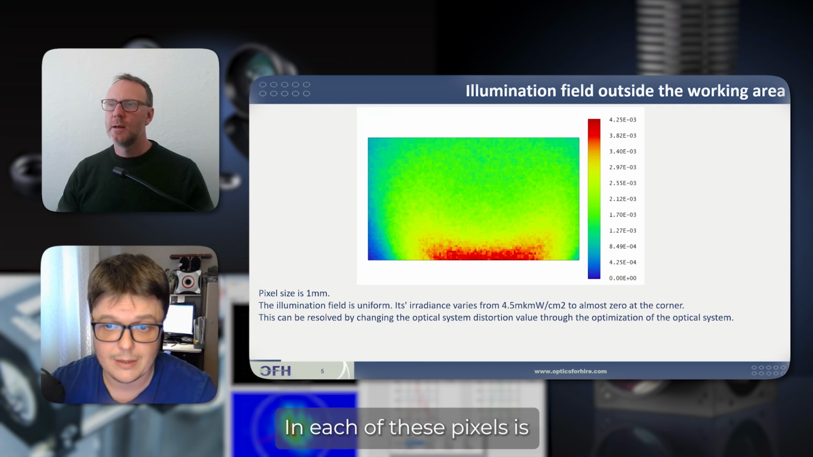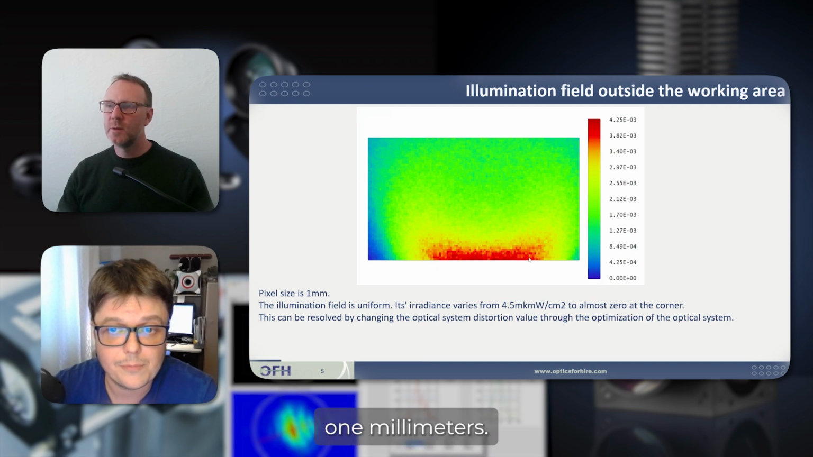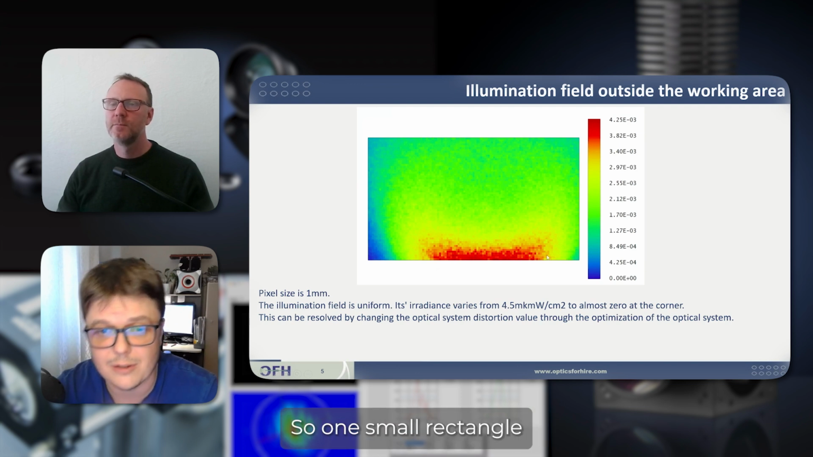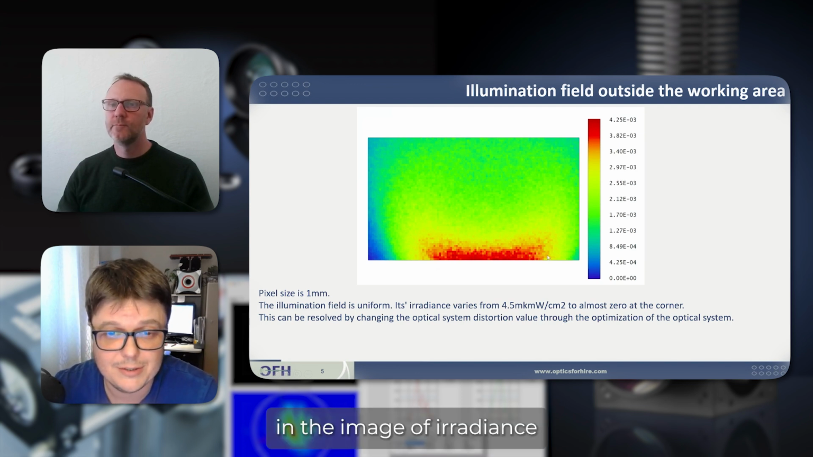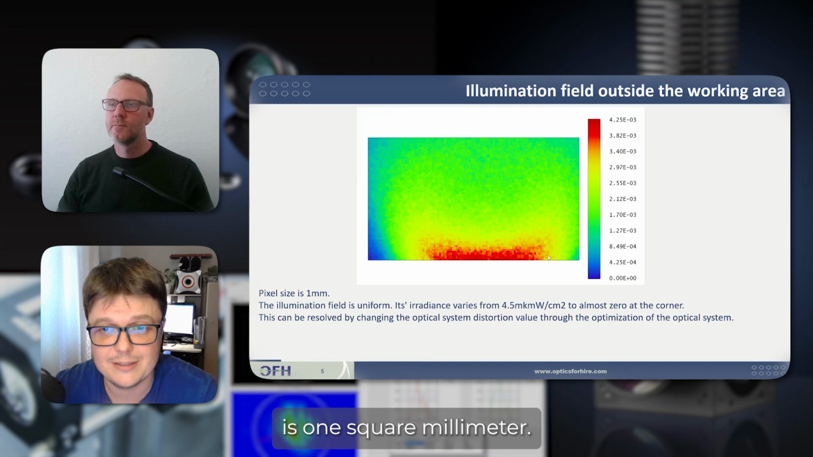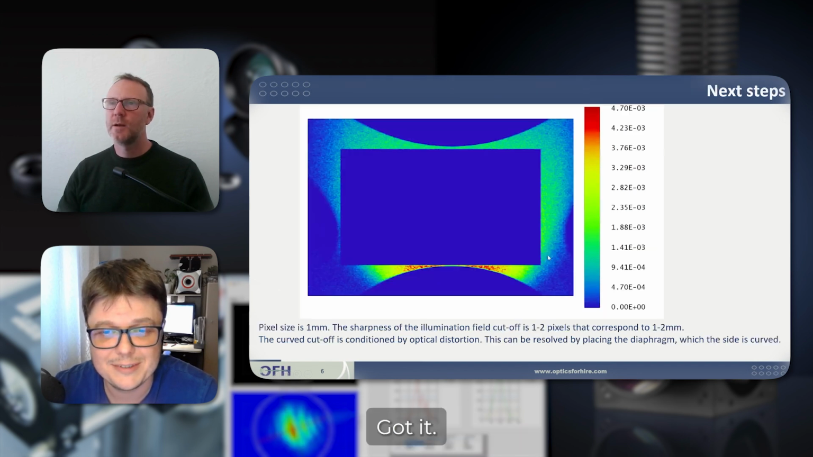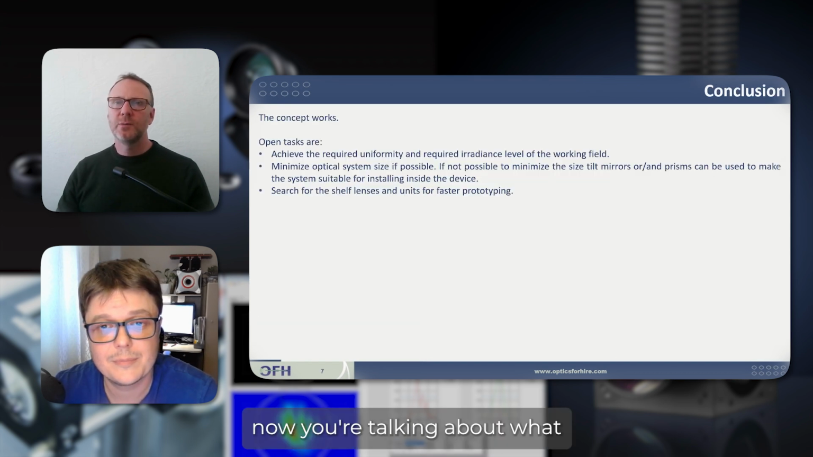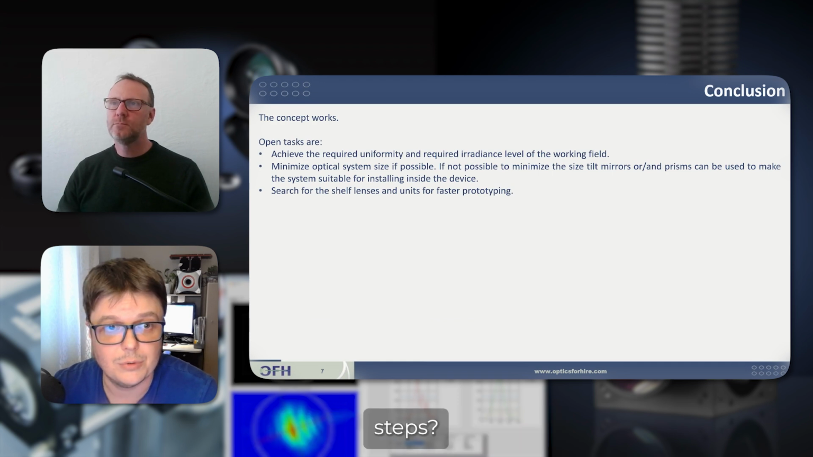Got it. And each of these pixels is 1 millimeter. Is that right? Yeah. Pixel size is 1 millimeter per 1 millimeter. So one small rectangle in the image of irradiance is 1 square millimeter. Got it. Okay. And here, the same thing. Okay, so here now you're talking about what your next steps are. So what were your next steps?